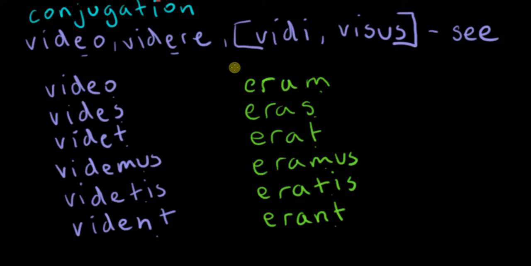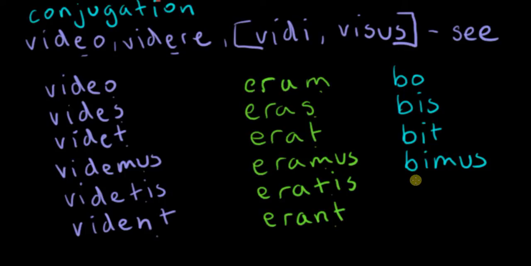And let's say I was going to do the future, and you don't need to remember these quite yet. These are just things that I'm using as an example. Don't feel like I'm running away too quickly. These are just so you can look at it and recognize that it's a recurring pattern that we're going to see over and over again as we go through all of the different tenses, this o, s, t, mus, tis, nt.